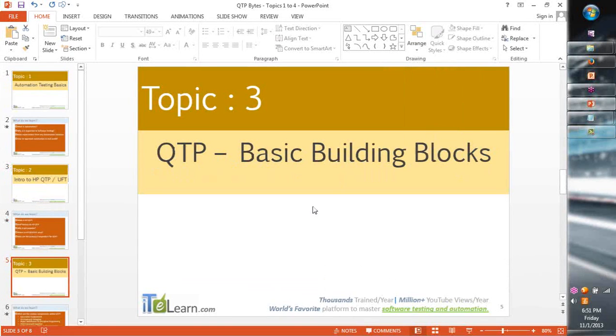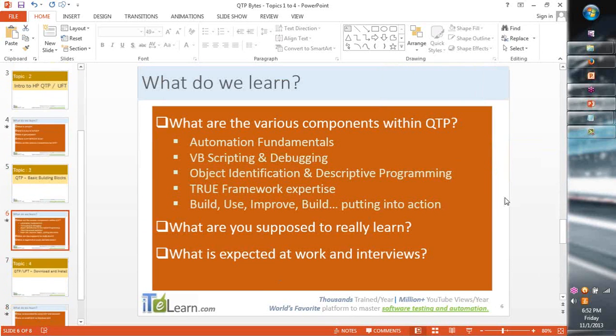This topic is about what is it that QTP is really built on? What are those fundamental blocks that HP Quick Test Professional or Unified Functional Testing Tool is really built on? And the most important aspects that I want to be able to communicate to each of you are these.